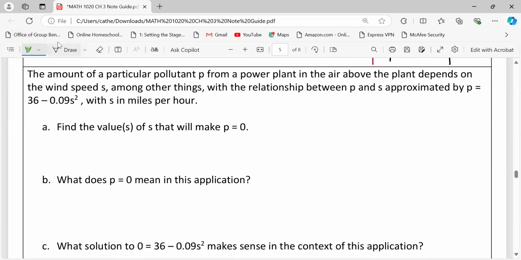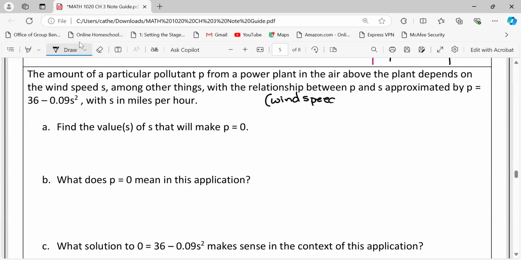All right, this one's going to make you use your brain a little bit. The amount of particular pollutant P from a power plant and the air above the plant depends on the wind speed S, among other things. Okay, so the wind speed would be your X, and that determines how much pollutant is in the air. So that would be your Y.